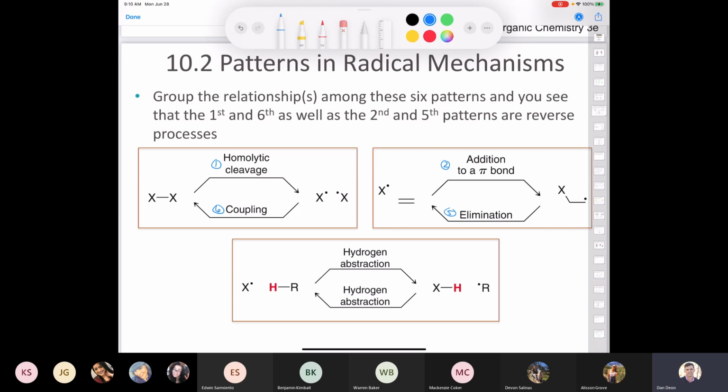Now the hydrogen abstraction and the halogen abstraction don't work that way. They are not the reverse of each other. If you abstract the hydrogen, the reverse is just the hydrogen abstraction as well. The same thing applies for halogen abstraction. The forward and the reverse reaction both do the same thing. So this whole relationship of the first and the 6th and the 2nd and the 5th being the reverse of each other doesn't apply to the 3rd and the 4th. So you can't apply it for all of them.